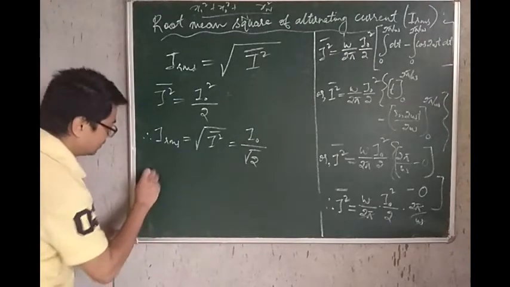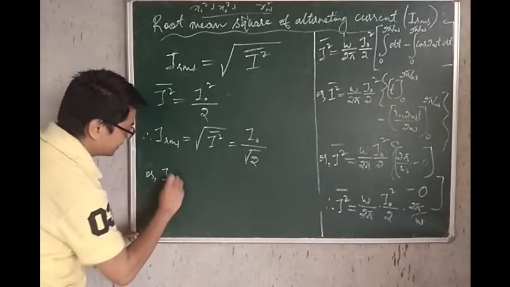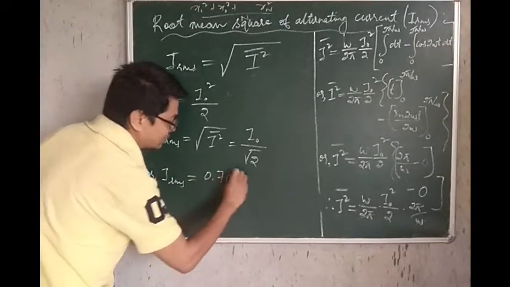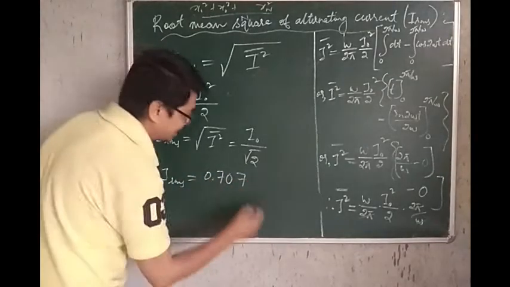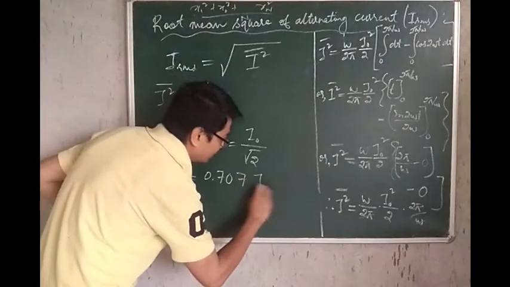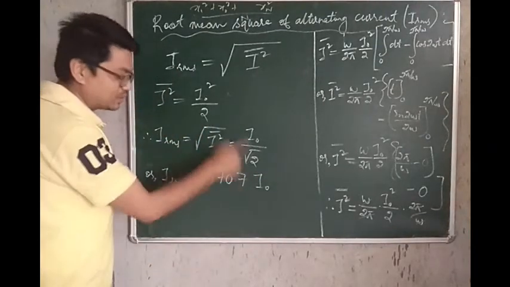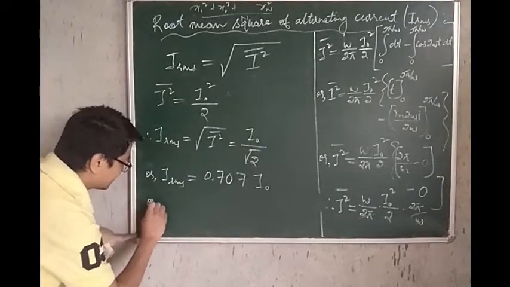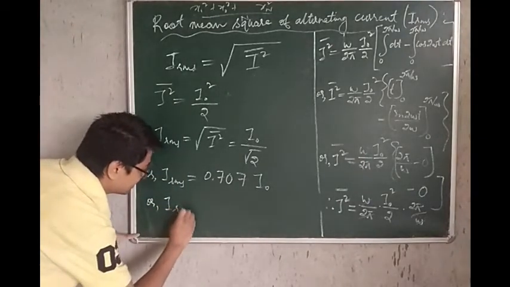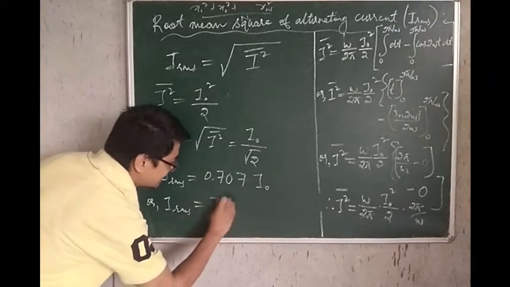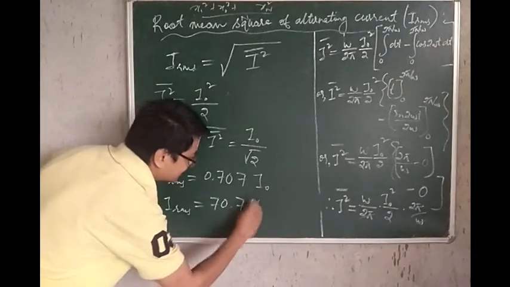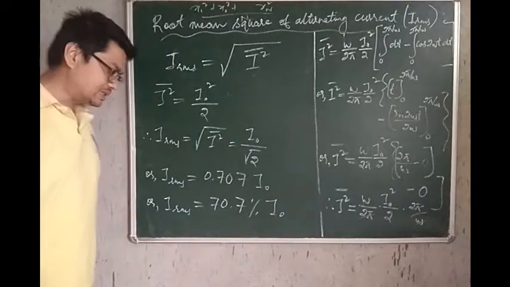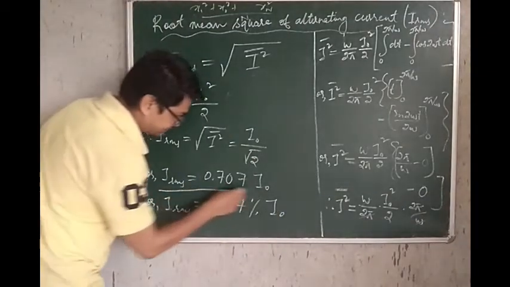So to say, IRMS is equal to 0.707, I hope this value is correct now, 0.707 of I naught, because 1 upon root 2 is 0.707. Okay, or so to say we can write, IRMS is equal to 70.7% of the peak value of the alternating current.